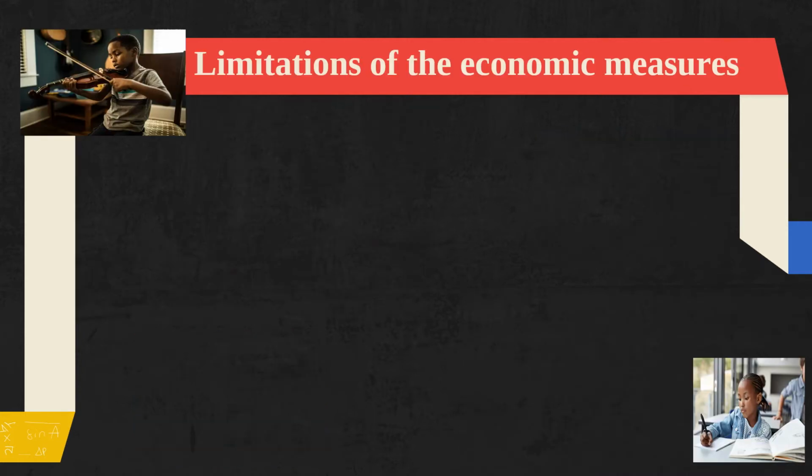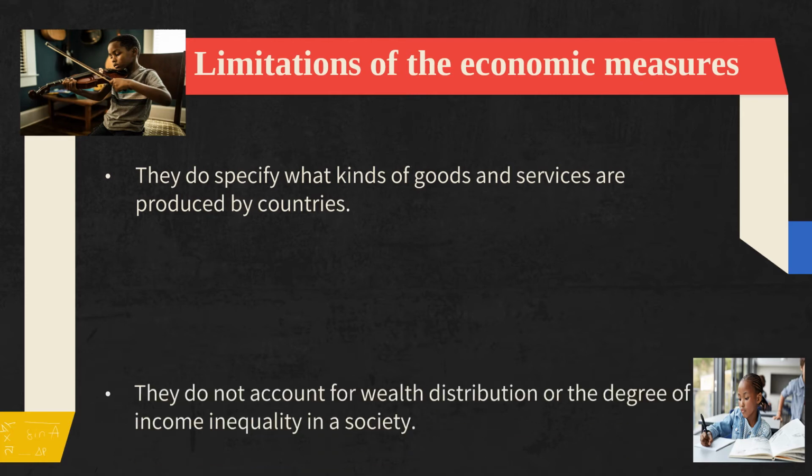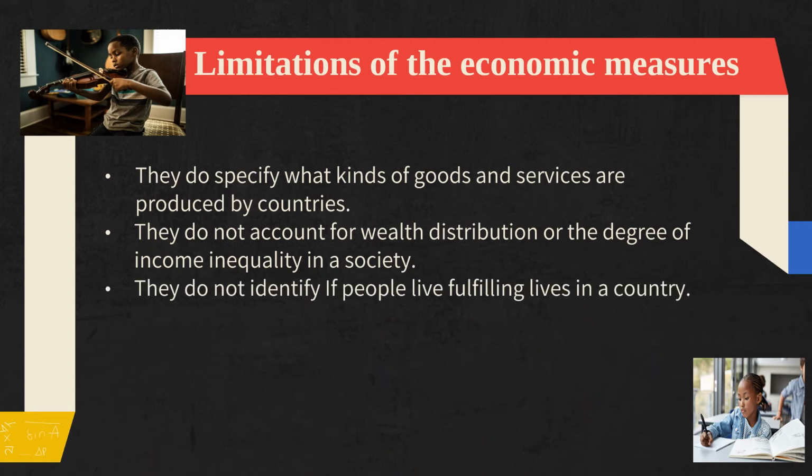Economic measures have their limitations. One such limitation is that the economic measures do not specify what kinds of goods and services are produced by countries. They also do not account for wealth distribution or the degree of income inequality in a society. They also do not identify if people live fulfilling lives in a country.